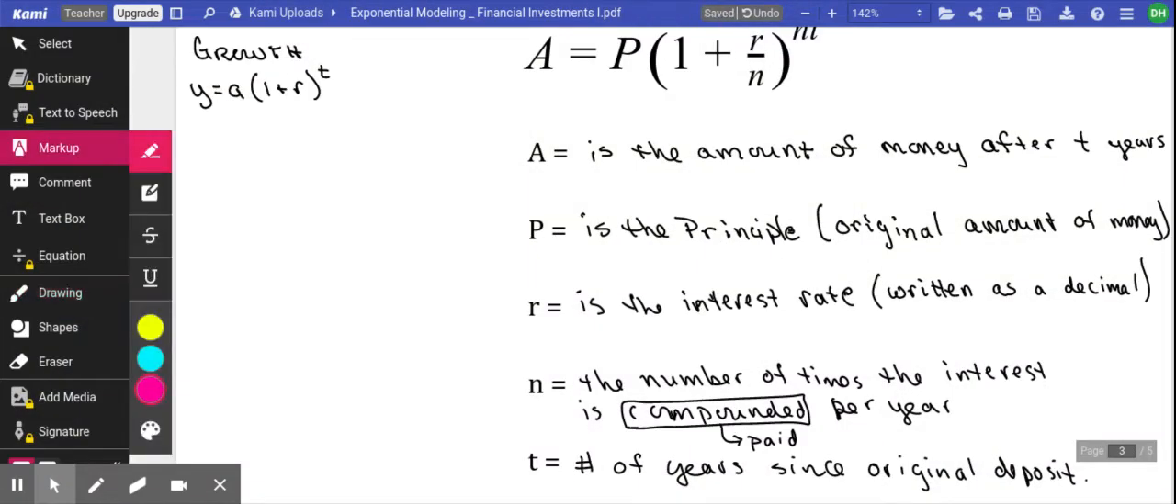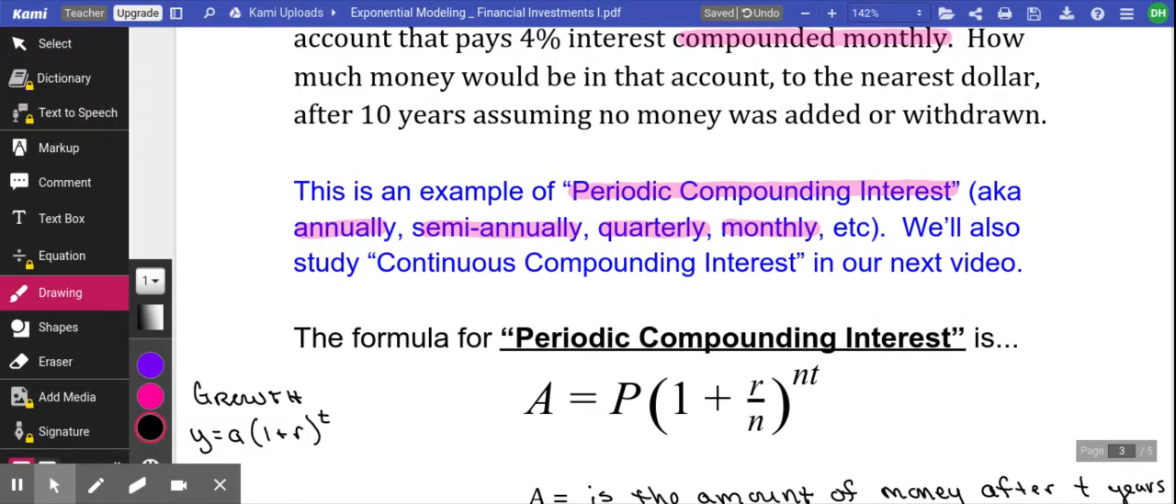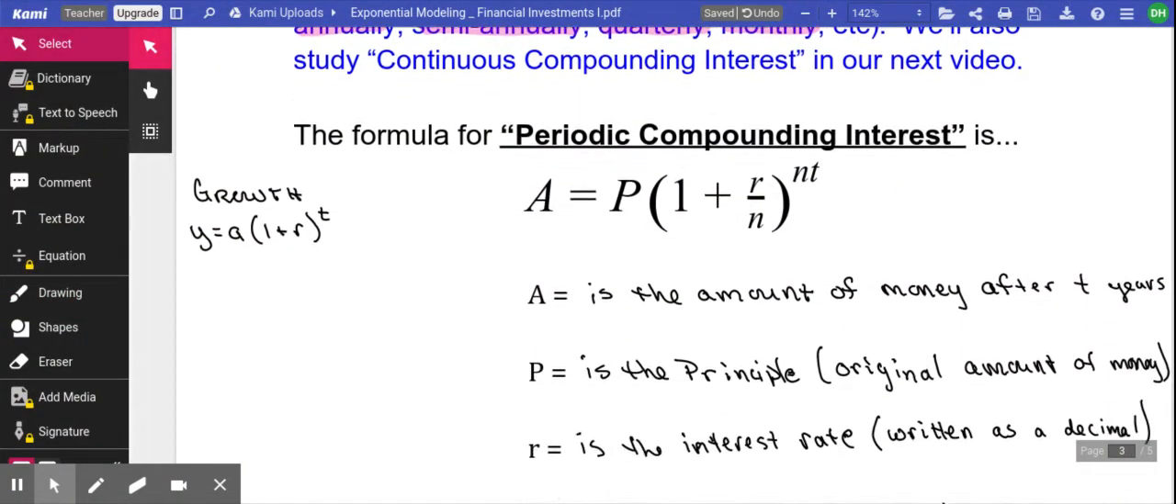Now, if we go back to the frequency here, the letter N, a couple of common ones we mentioned earlier. When something happens annually, we would say N equals 1. If something happens semi-annually or twice per year, N would be 2. If something happens quarterly, N would be 4. And if something happens monthly, we'll say N is 12. So those are like the really common ones that we'll see throughout.